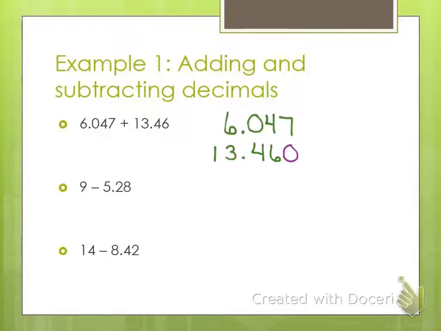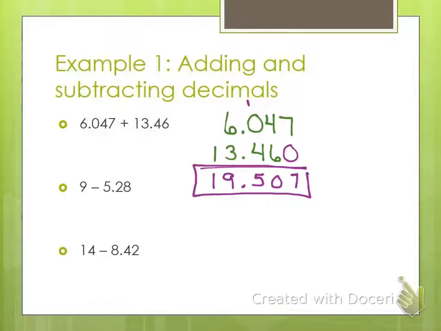And why do I have a 0 there in purple? Why do I have that 0 there, Alexis? Yeah, so I'm going to use a 0 as a placeholder. Now, when I'm adding, it doesn't matter as much as when I'm subtracting. When I'm subtracting, it could change my answer. So it's just a good practice to go ahead and fill in those place values with zeros. Okay, so now that we have our decimals lined up, we just add it up. And we get our answer.